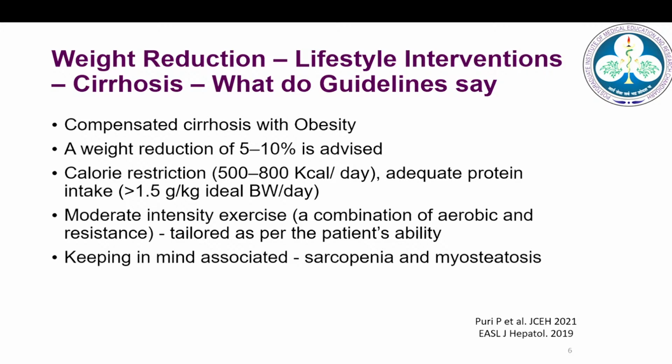In addition to the calorie restriction and maintaining the protein intake, they need to be advised moderate intensity exercise, which could be a combination of both aerobic and anaerobic exercises. But again, these need to be tailored according to the patient's ability. These cirrhotics, as we have been hearing since yesterday, are not only sarcopenic, they are also frail. So they may not be able to do the kind of exercise which you would like them to do. It has to be tailored according to the patient's ability, keeping in mind the sarcopenia, and also the concept of myosteatosis, which is very common again in these obese people, and more common in the so-called NASH cirrhosis.